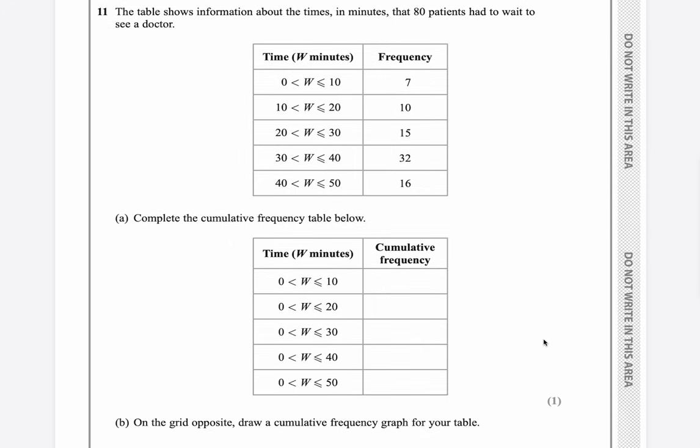Question 11. The table shows information about the times in minutes that 80 patients had to wait to see the doctor. Okay, cumulative frequency, guys. This is easy, but it's only 1 mark, unfortunately. But let's fill it in. We just add the numbers. So 7 plus 10 is 17. Plus 15 is 32. Plus 32 is 64. And plus 16 is 80.